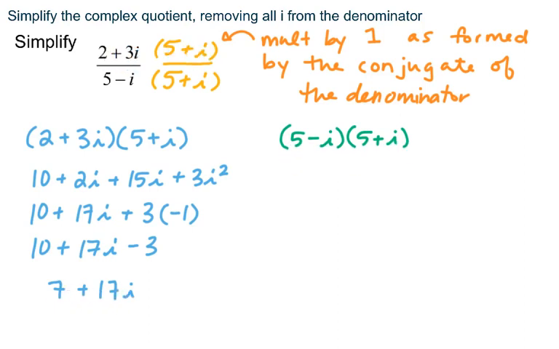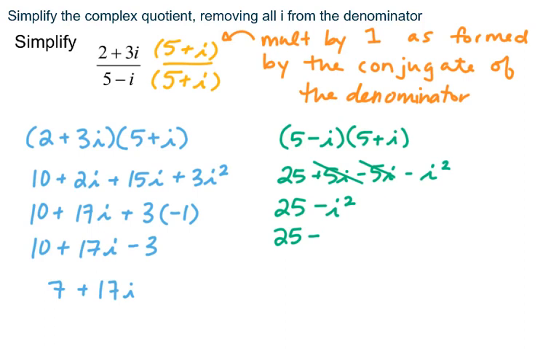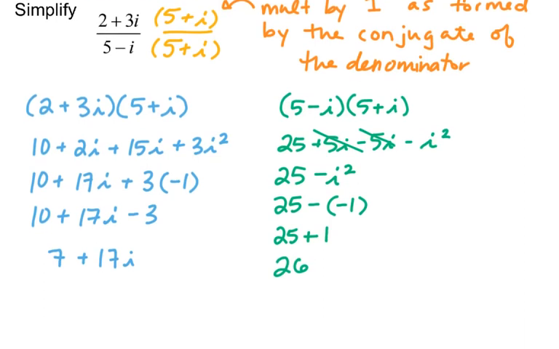Let's FOIL that product in the denominator. That gives me 25 plus 5i minus 5i and minus i squared. And you'll notice that those two middle terms cancel out, which leaves me with 25 minus i squared. Plus 5i minus 5i is 0i, or no i at all. So 25 minus i squared is equal to 25 minus -1. That's 25 plus 1, or 26.